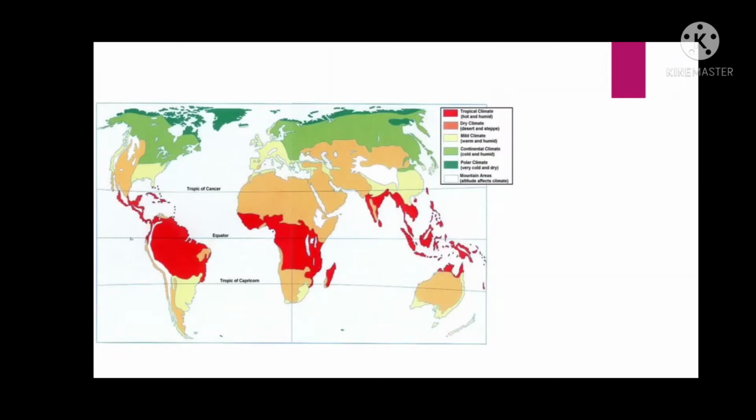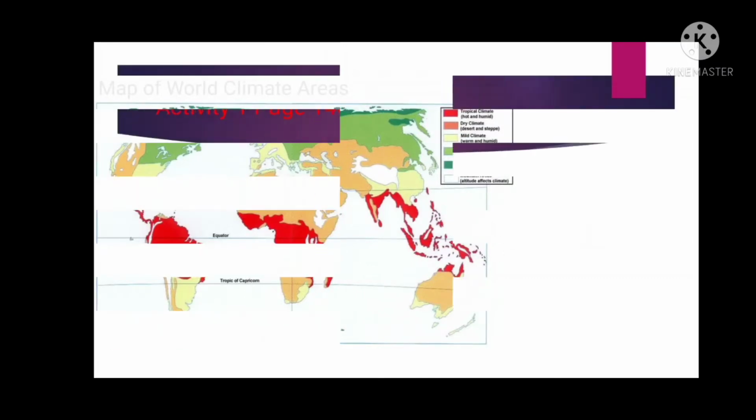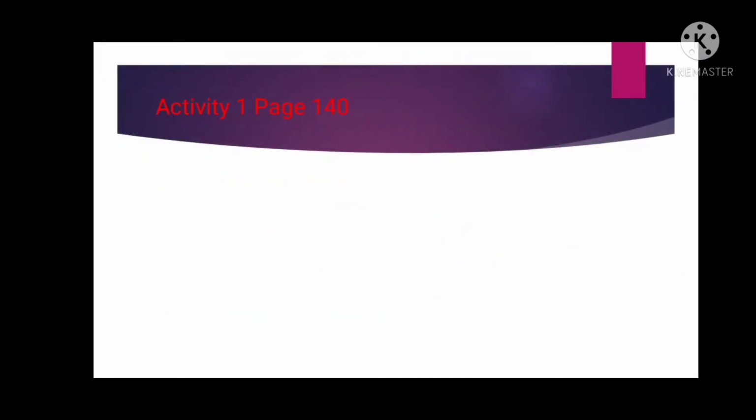Now here we can see the world map, okay, representing the different climate areas. Okay, so our first question here, look at the map and answer the questions below. So the first question is, say the names of the climate areas in the map in your own language. So the first one is polar. How do we say polar in our mother tongue?